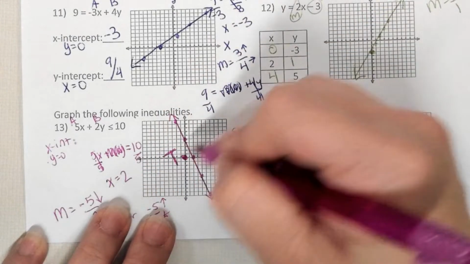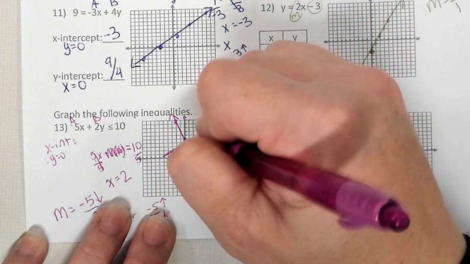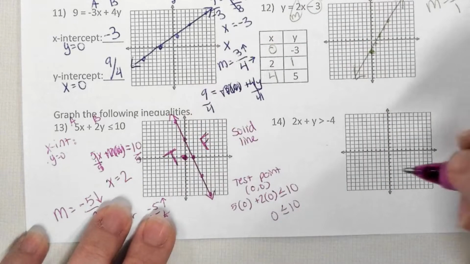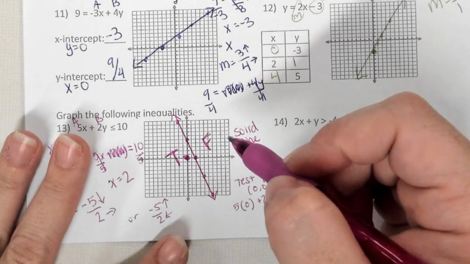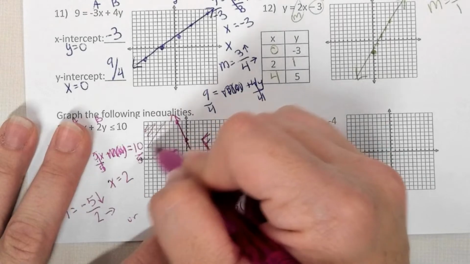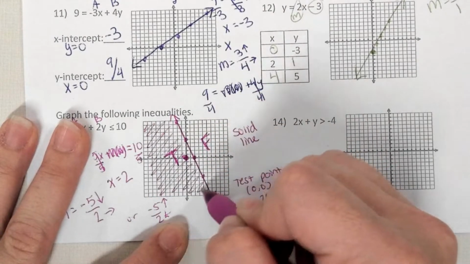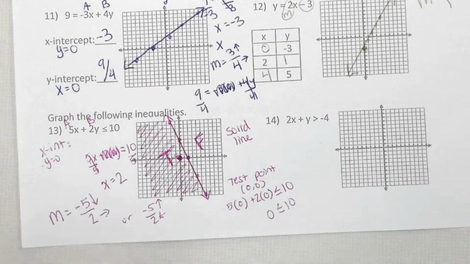So if this side's true, what's this side? False. And what side do we always shade? The true side. So we're going to shade this side. Also, your shading does not have to be perfect. If it's just a squiggle, I will accept. Any questions with that one?